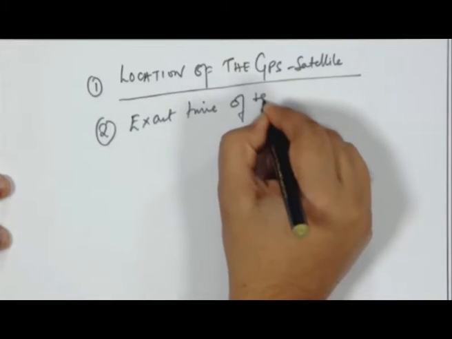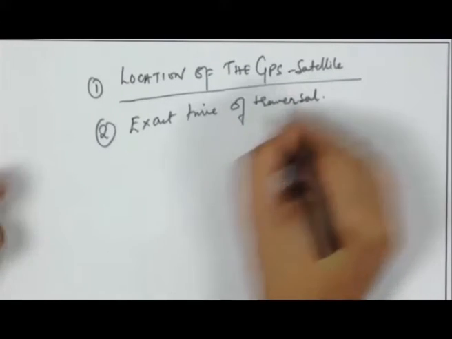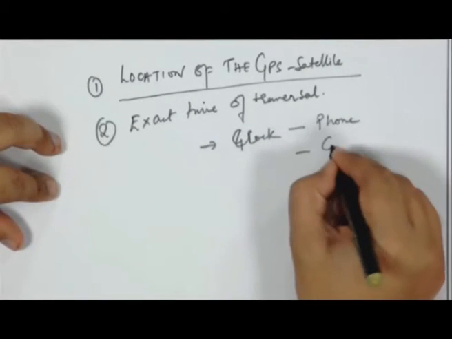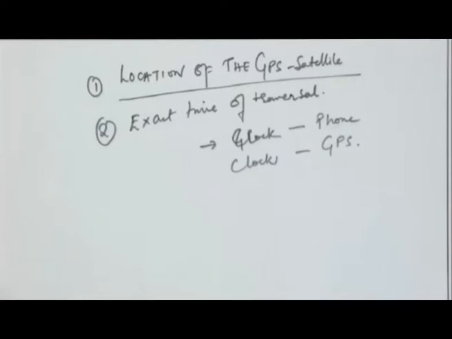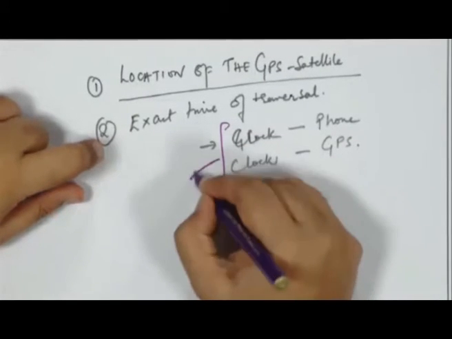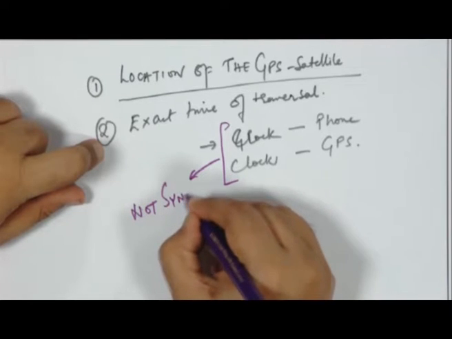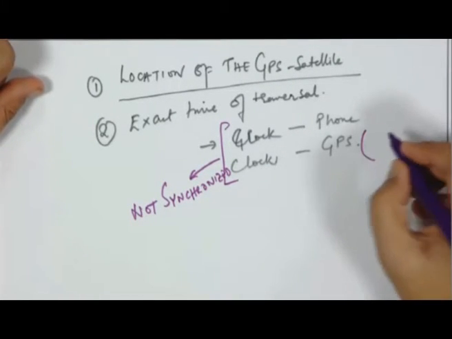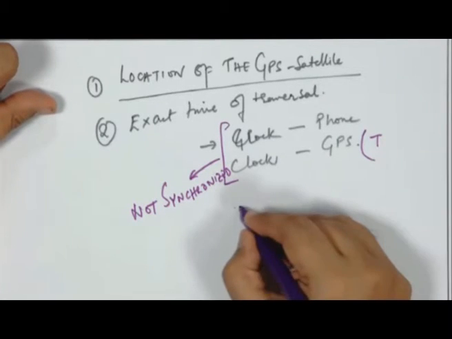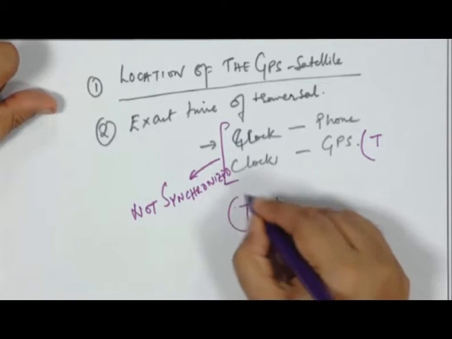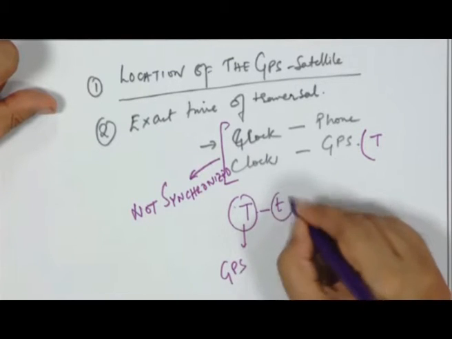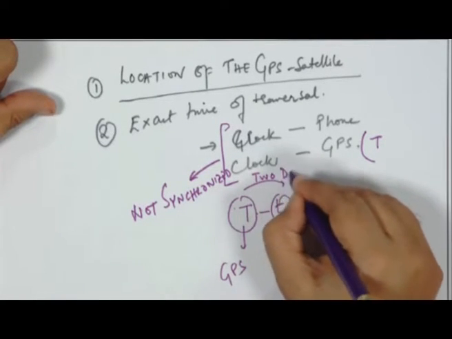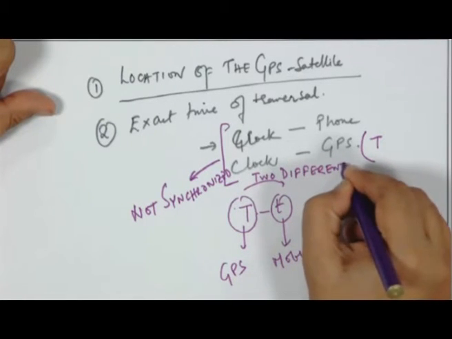How do I understand that? Because I have a clock, this phone has a clock, and the GPS has a clock. These clocks are not synchronized. So I am getting t minus t, where this t is calculated in the GPS and this t is calculated in my mobile phone. So there are two different clocks.